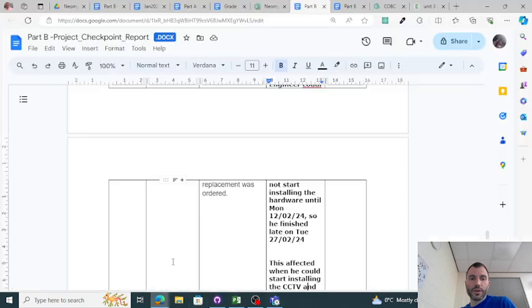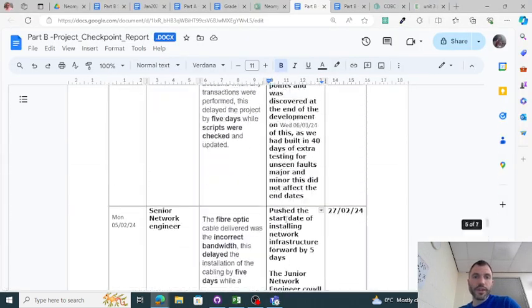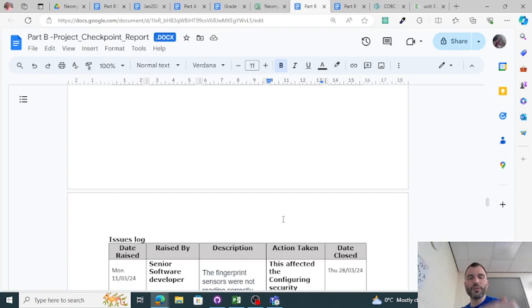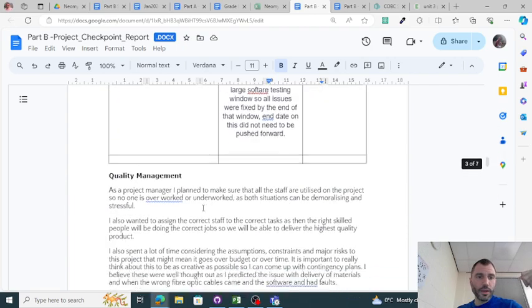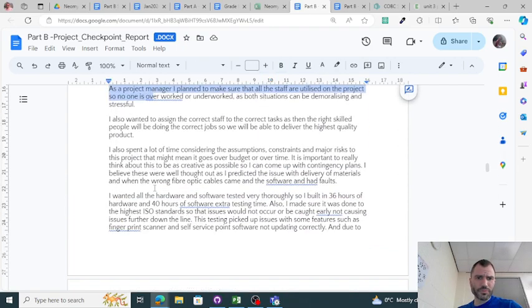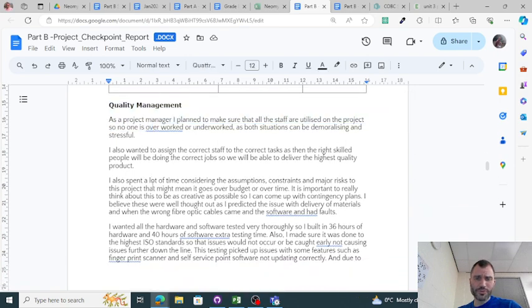So then the checkpoint. So those are checkpoints. Have a read through that and see what you think. Quality management. I copied the quality management from my original PID, but I added in some things to talk about it a bit retrospectively.